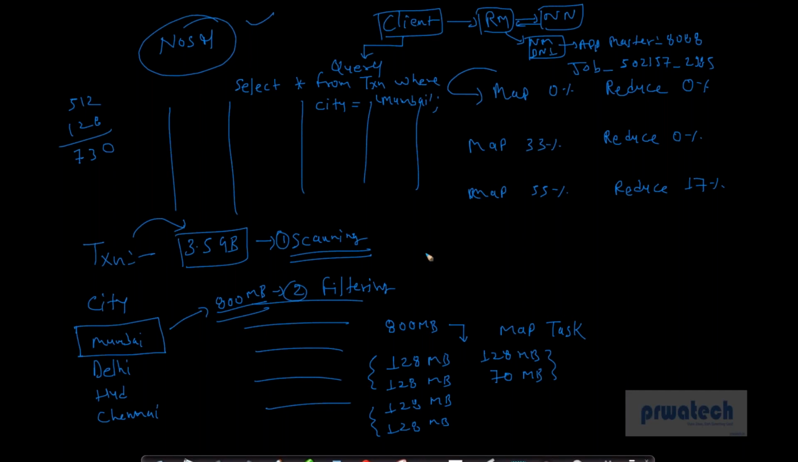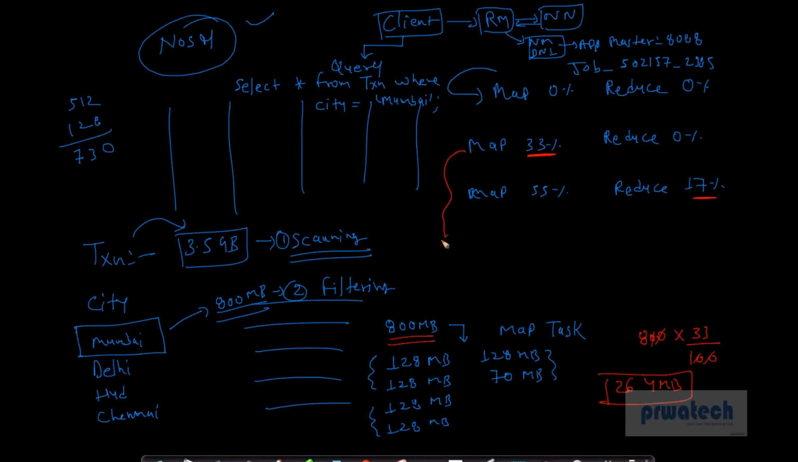Now I want to focus on this point. What do I mean by 33% mapping done or 17% reducer done? It means 33% of the total 800 MB of data has been processed by your mapper. 33% of 800 MB, can we do quick math? 800 MB into 33 by 100. That gives me 264 MB of data processed by the map task.